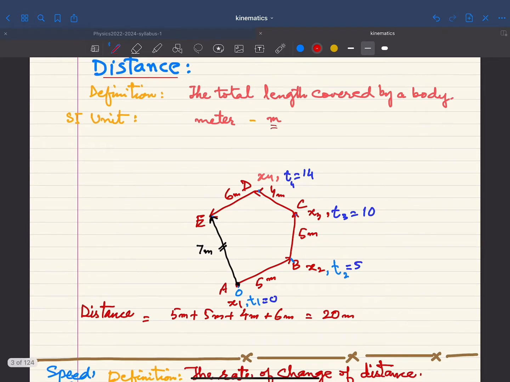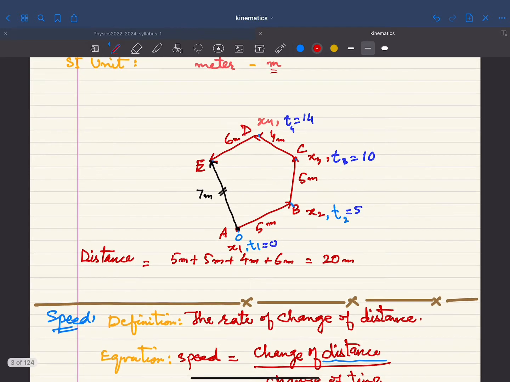The symbol of meter is m. Here we can recall that a person is moving from the point O, the origin. At time T1, which was 0, the person was at A, the origin. From A to B the person has moved a distance of 5 meters, then from B to C again 5 meters, from C to D 4 meters, and then from D to E 6 meters.